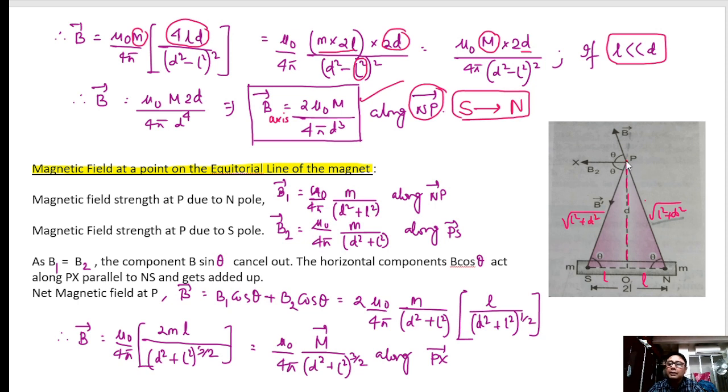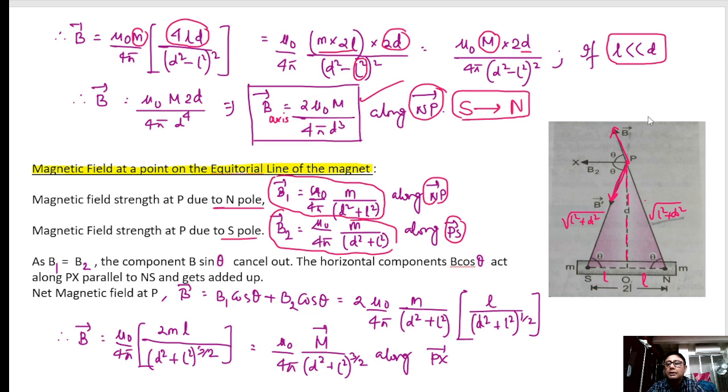So here we have to find the magnetic field due to the dipole along the equatorial line. First, due to the north pole, it will go away from the north pole. So this is the magnetic field due to the north pole along NP. Similarly, due to the south pole, it will go towards the south pole, and this is along PS.